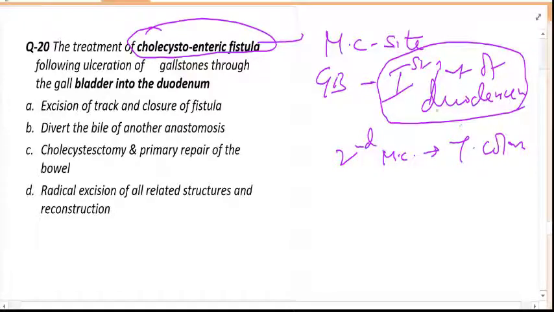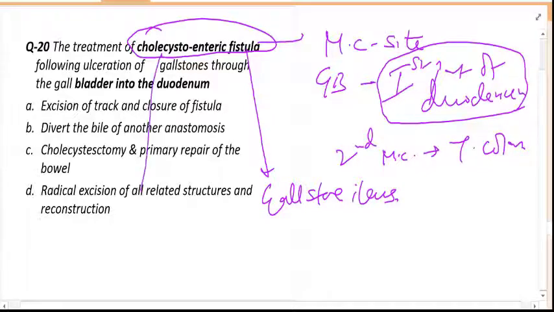So these are the sites in which, because of the chronic pressure by the stone, there will be necrosis of the wall of the gallbladder as well as of the intestine, and there will be formation of fistula between the gallbladder and the intestine. And this can lead to gallstone ileus. So if there is cholecystoenteric fistula, then the treatment for that is cholecystectomy, and you will do primary repair of the bowel in the same setting. So you will take down the fistula, do cholecystectomy, and repair the duodenum. So this is the treatment for this.